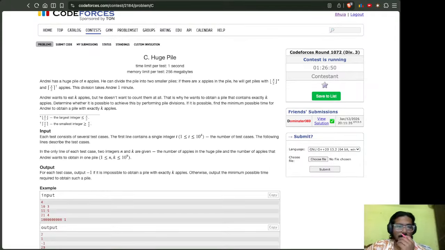Okay, let's see. Andre has a huge pile of N apples. He can divide the pile into two smaller piles. If there are X apples in the pile, he will get piles with floor and ceil. I think it's floor and that's ceil. The division takes Andre 1 minute.